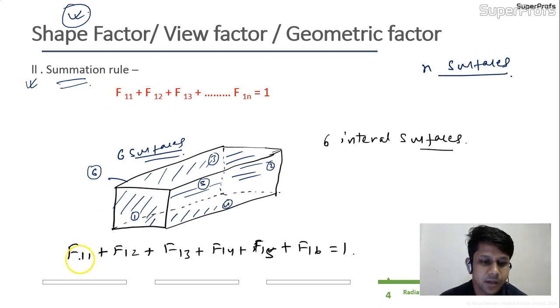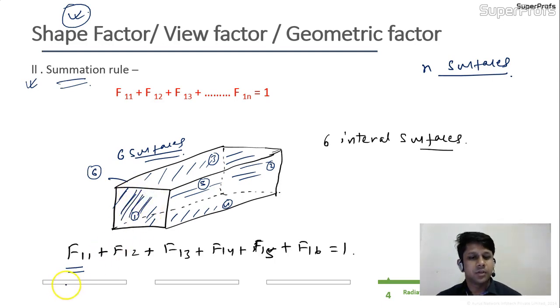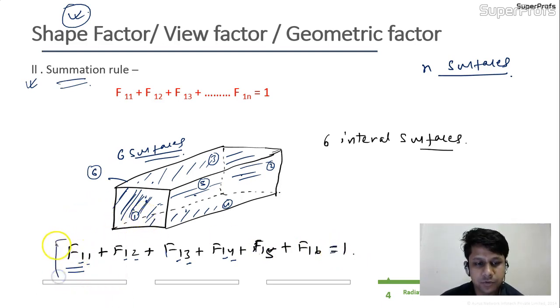Let us say F11. We are considering surface number 1. Whatever radiation is emitted by 1, it may fall on 1 itself, it will fall on 2, it will fall on 3, 4, 5 and 6. So radiation of 1 falling on 1 plus radiation of 1 falling on 2 plus radiation of 1 falling on 3 plus radiation of 1 falling on 4, like this F15, F16, must be equal to 1. What is the meaning? This total should be equal to 1.